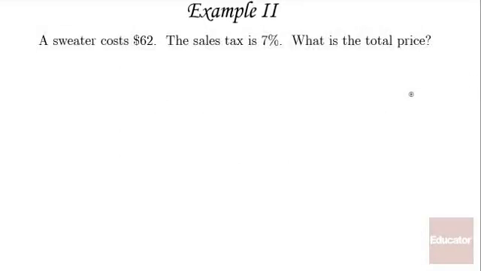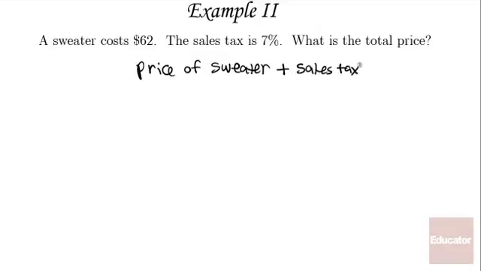In example 2, we're going to go back to talking about prices and cost and sales tax. A sweater costs $62. The sales tax is 7%. What is the total price? Well, thinking about this, if you take the original price of the sweater and you add the amount of the sales tax, you get the total price.